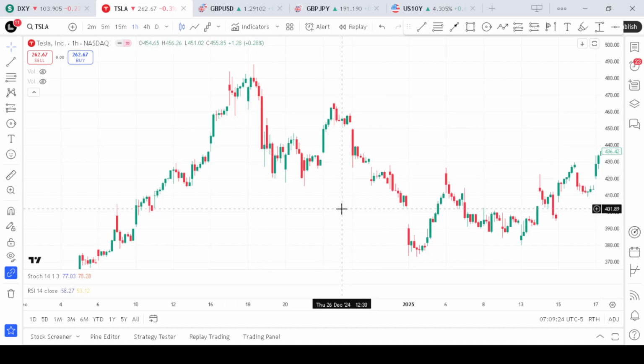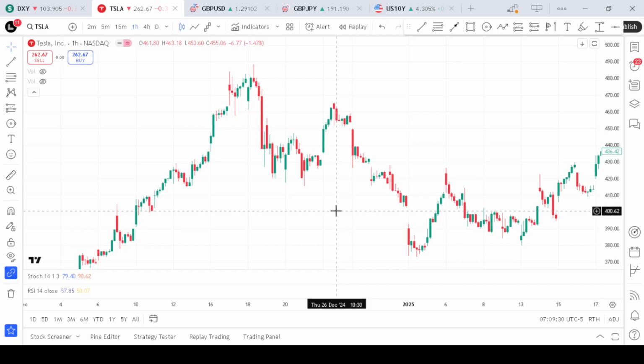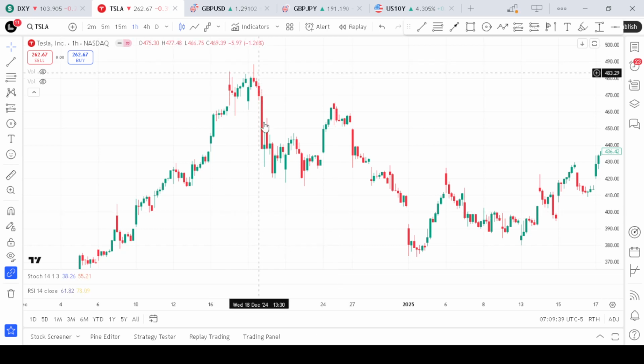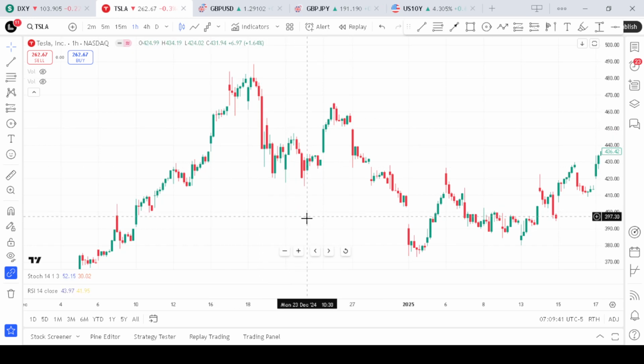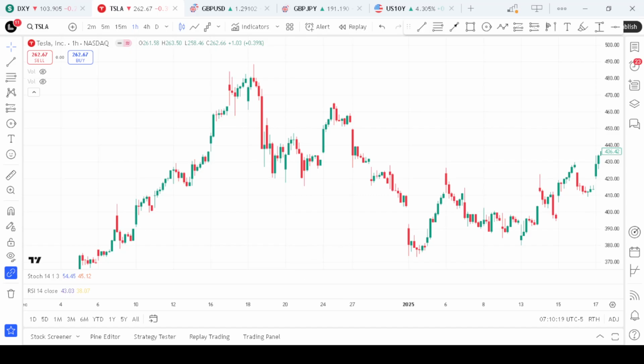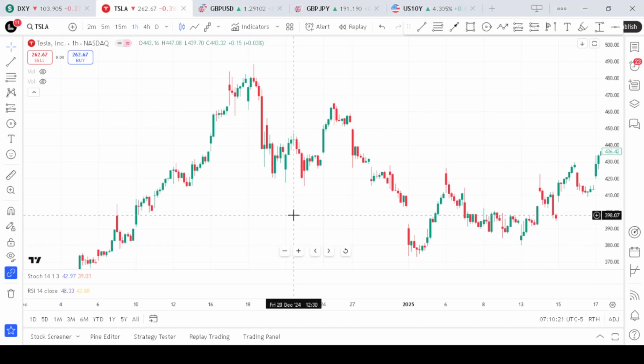The key to successfully selling the rip is identifying overbought conditions in the market. When a currency pair's price rises too quickly, it may become overvalued, creating an opportunity for a profitable short position.